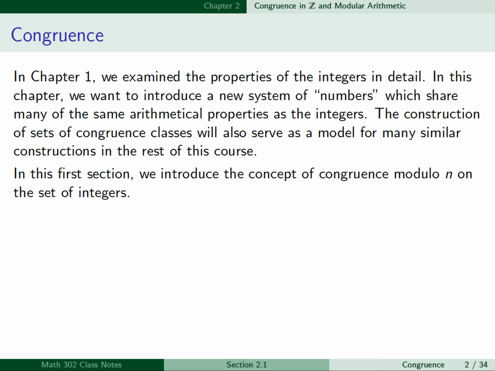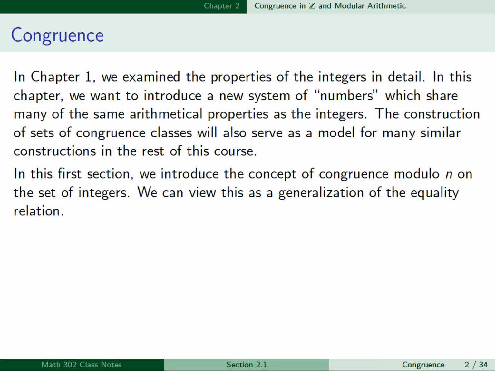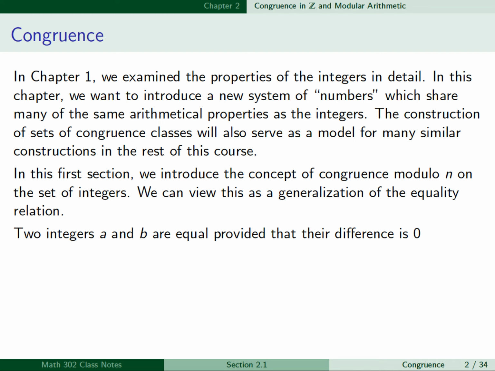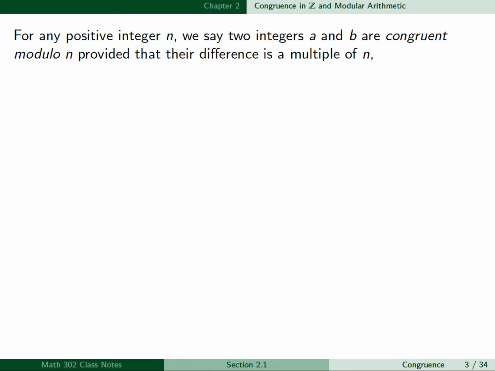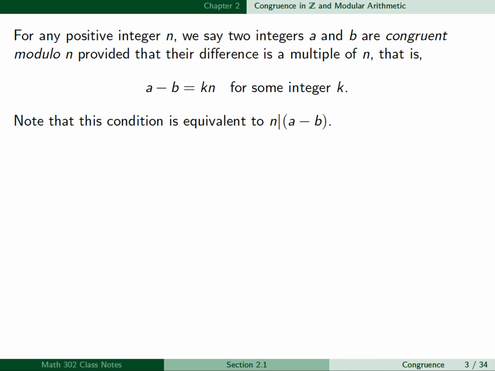In this first section, we introduce the concept of congruence modulo n on the set of integers. We can view this as a generalization of the equality relation. Two integers a and b are equal provided that their difference is 0, or equivalently, their difference is a multiple of 0. For any positive integer n, we say two integers a and b are congruent modulo n provided that their difference is a multiple of n. That is, a minus b is equal to kn for some integer k. Note that this condition is equivalent to saying that n divides a minus b.